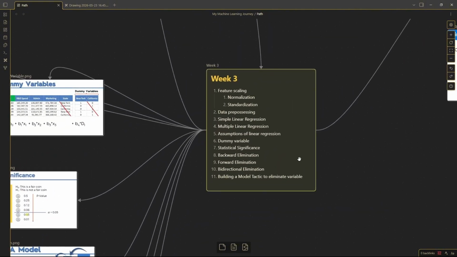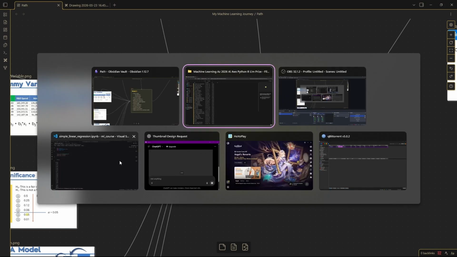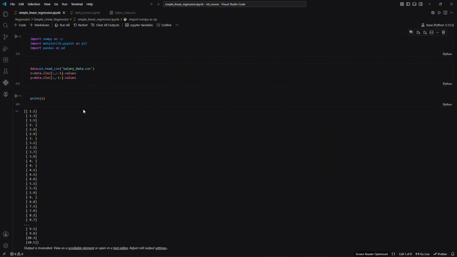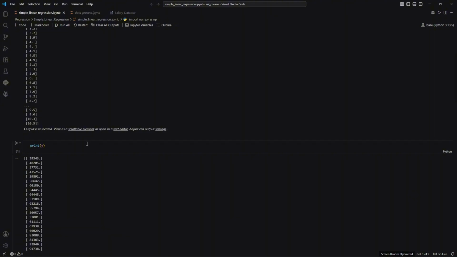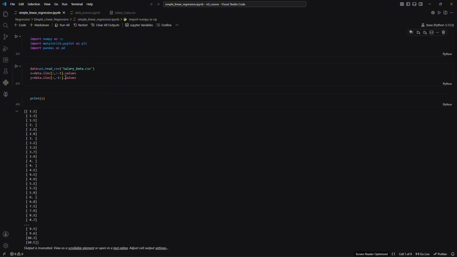Now, in the previous week, I already learned a little simple linear regression, but in this week, I learned to implement a simple linear regression model with the scikit-learn library. As you know, scikit-learn is a very famous machine learning library which comes with some pre-made models. We can use them just by providing data. So here I just implemented the simple linear regression model using scikit-learn.